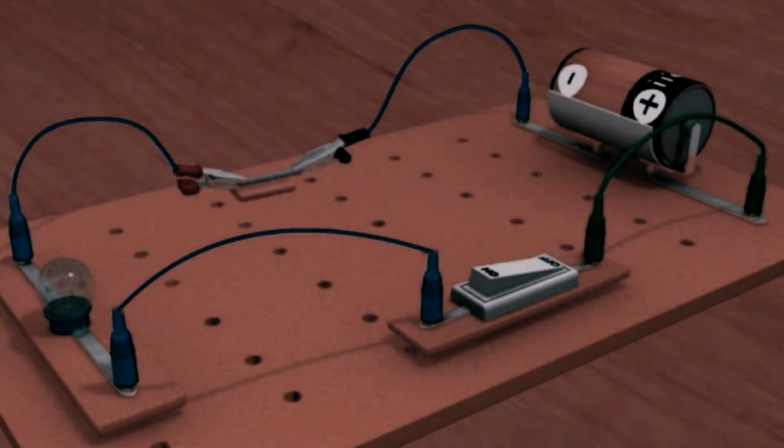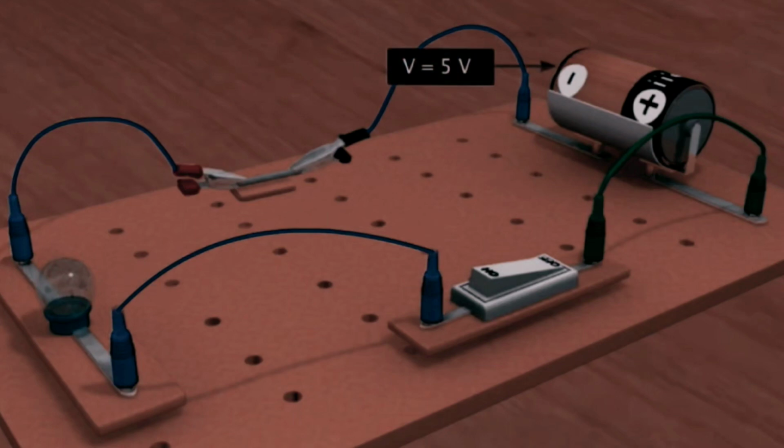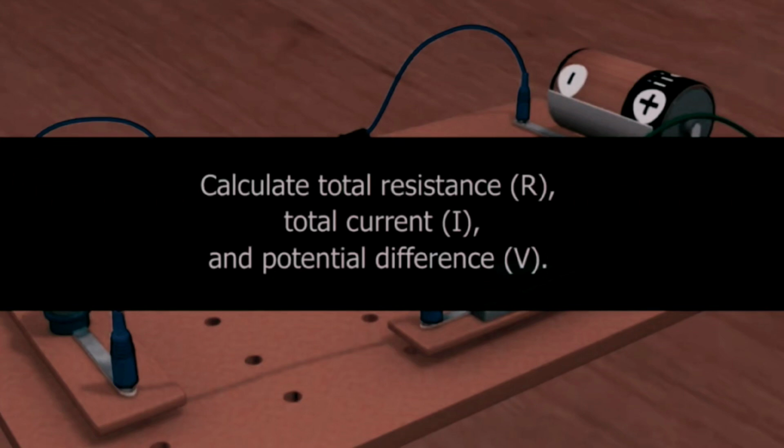Let us do an activity. Consider a torch bulb whose resistance is 15 ohm and a resistor of 5 ohms. Both are connected to a 5-volt battery in a simple connection. Calculate the total resistance of this circuit, the current that passes through it, and the potential difference across the bulb and the resistor.